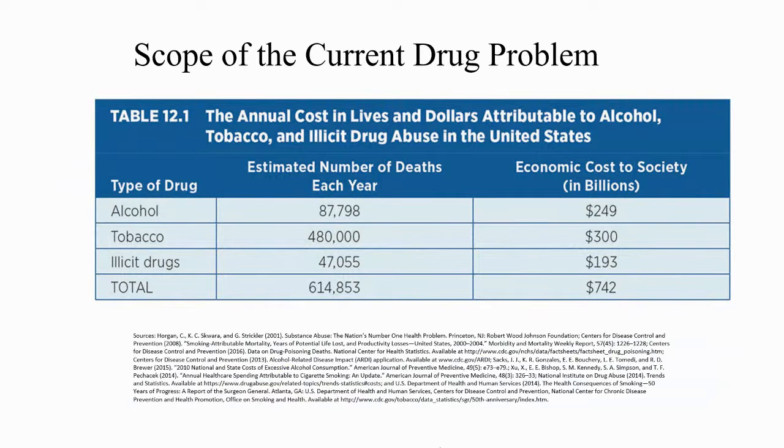So you can see the most common types of drugs and the deaths from those drugs. And on the right column is what the cost is to society in billions. As you can see here, the drug with the highest death rate is tobacco, followed by alcohol, and illicit drugs, which are illegal drugs. And then again, on the right column, you can see that tobacco costs society the most in economic costs, followed by alcohol and then illicit drugs.